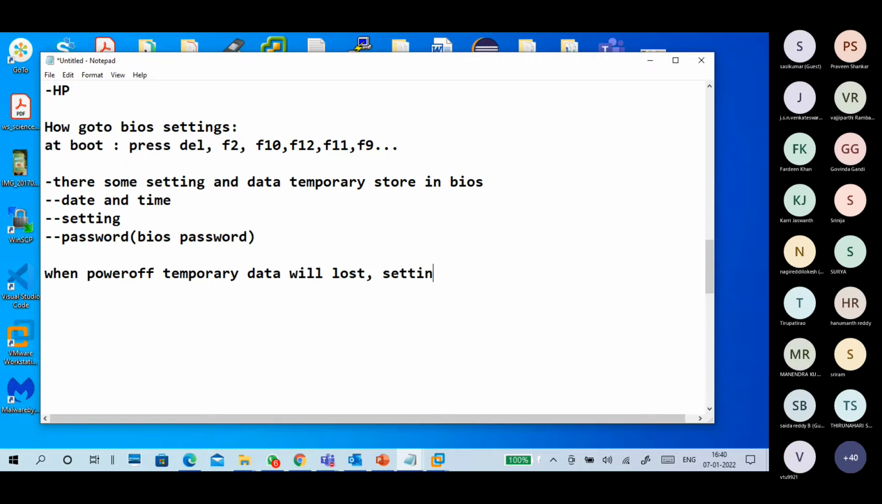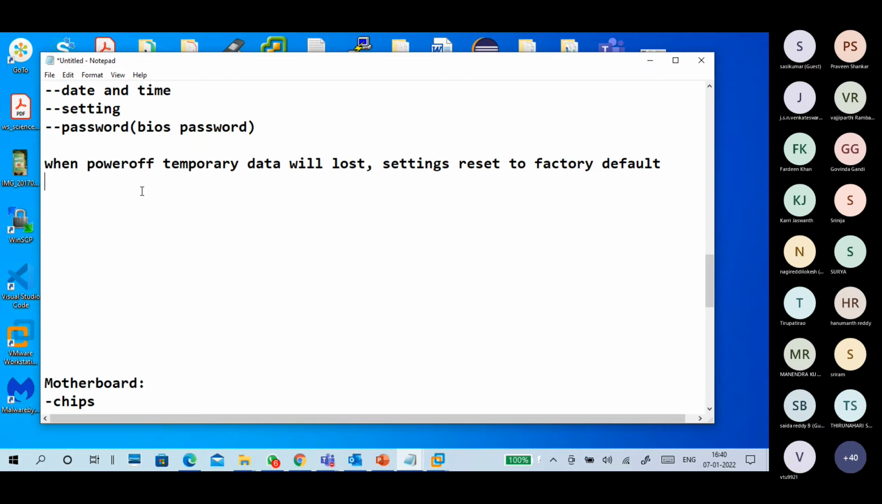The settings you change reset to factory default, like your mobile phone. An easy example is, if you remember old mobile phones, feature phones. If you remove the battery, automatically all the data, meaning current calling data, date and time, will be reset back to factory default. Again, you have to configure it.